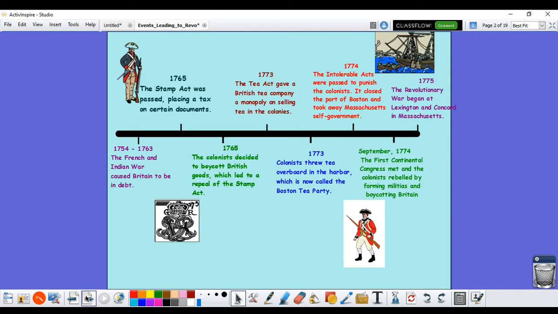And so we will start looking at the French and Indian War, and we will go to looking at the Stamp Act, boycotting, the Tea Act, the Tea Parties, the Intolerable Acts, the First Continental Congress, and the Revolutionary War beginning.